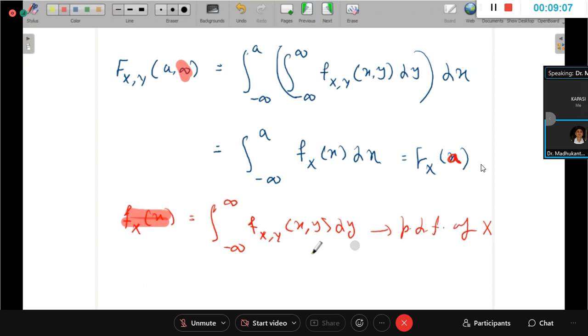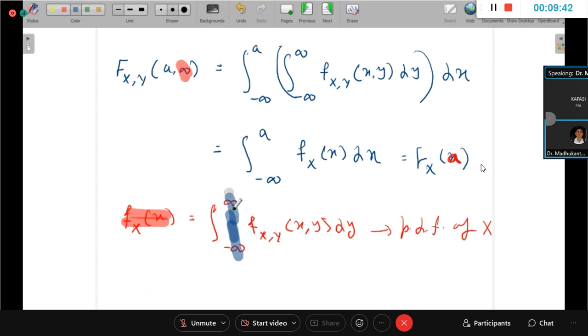How will you get it? You are going to integrate with respect to y. You have seen this type of thing already in your discrete case, when you are summing, you are covering y over the whole sample space. So this is what it means. If you carefully look at the limits of y, it is minus infinity to plus infinity. If I integrate the joint PDF with respect to y, you will get the marginal PDF of x.